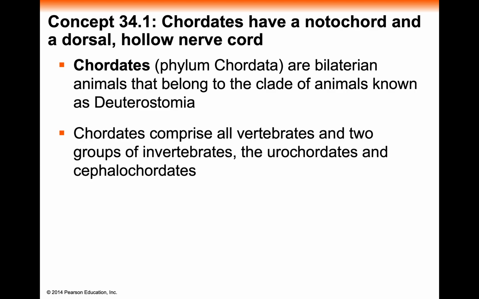So the chordates, which belong to phylum Chordata, are bilateral animals that belong to a clade of animals known as Deuterostomia. And we talked about deuterostomes. The anus develops first, the mouth develops later. We have a second folding that develops the mesoderm.